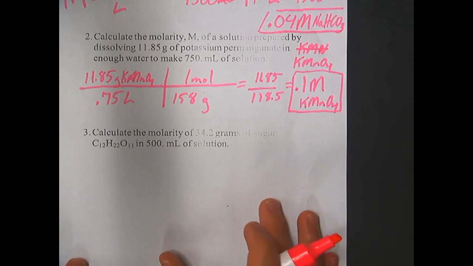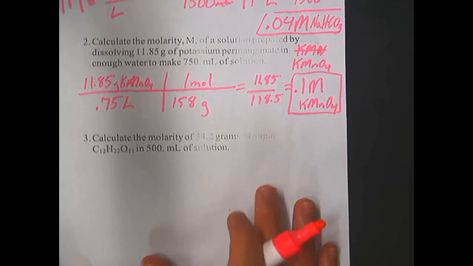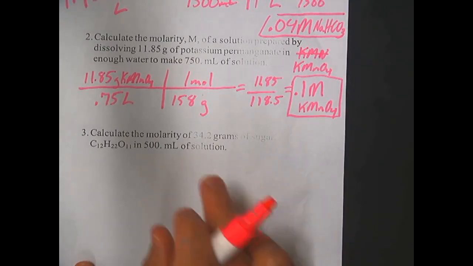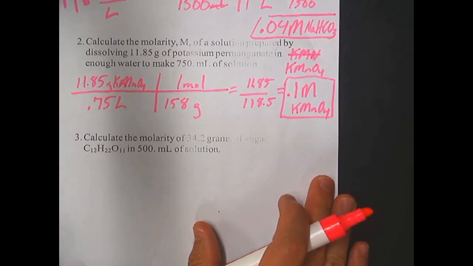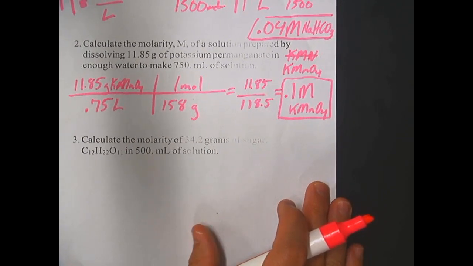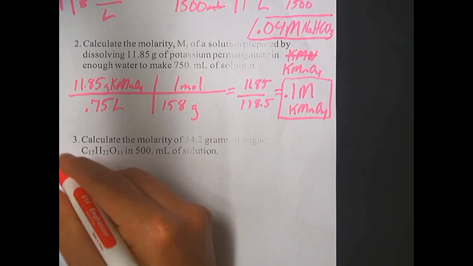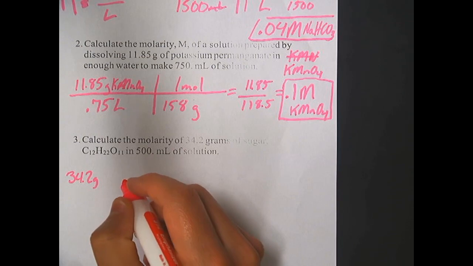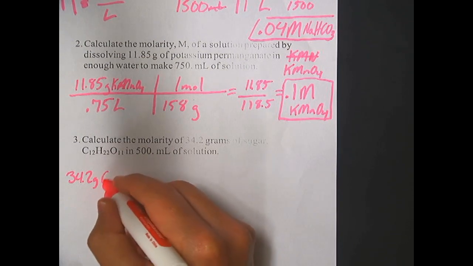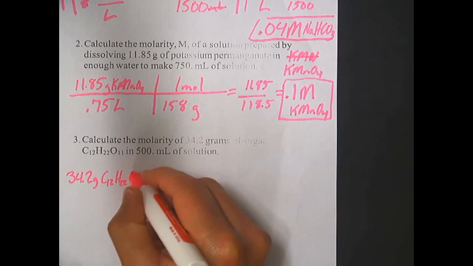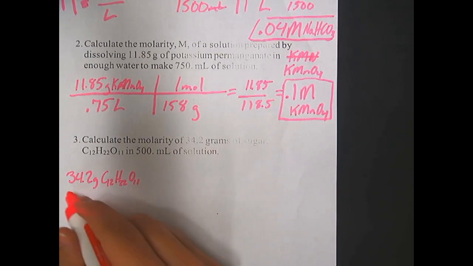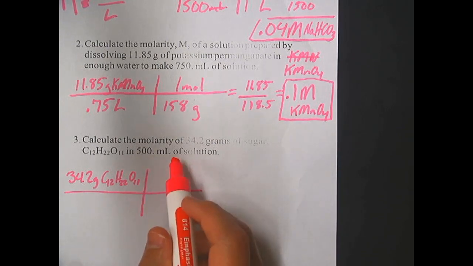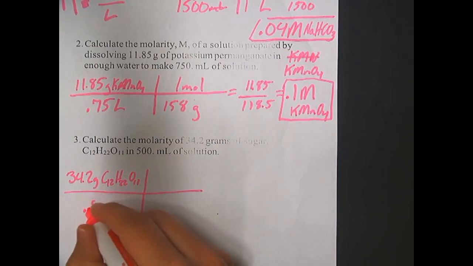All right. So again, solving for molarity, moles per liters. I have grams and milliliters, so very similar to the previous problem. I'm going to have to convert grams to moles and milliliters to liters. So I'm starting with 34.2 grams of C12H22O11. And my volume is 500 milliliters or 0.5 liters.